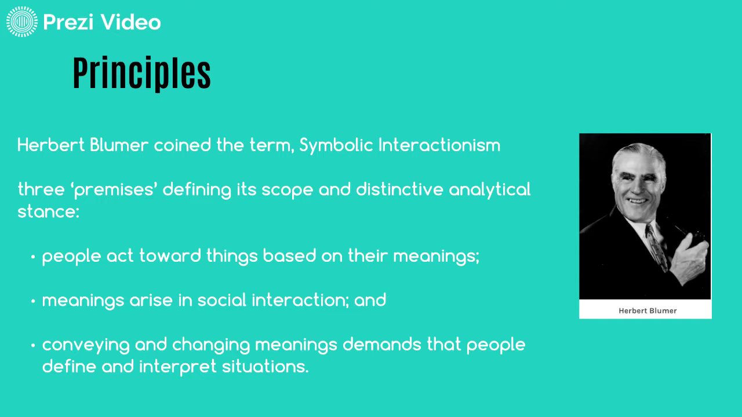We can look at the basic ideas by making reference to the three basic principles that Herbert Blumer outlined when he coined the term symbolic interactionism. So these are the three things that he saw that made symbolic interactionism a distinct perspective. First is that people act toward things based on the meaning of those things, and that the meanings arise in and through social interaction, and that conveying and changing meanings means that people must constantly be defining and interpreting the social situations they find themselves in.